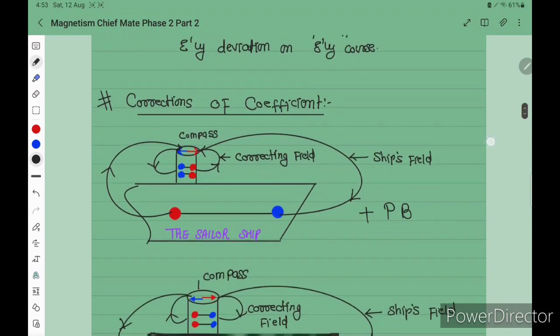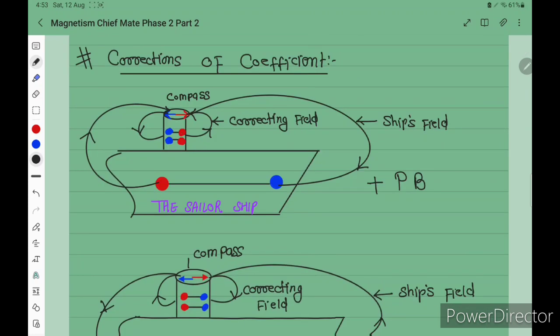Now, correction of coefficient: how to correct this deviation error. If you see this PB, the blue pole is acting towards the bow and the red pole is acting towards the stern. So the line of force is entering the blue and leaving the red. This is the ship's field, which is present because of coefficient PB.